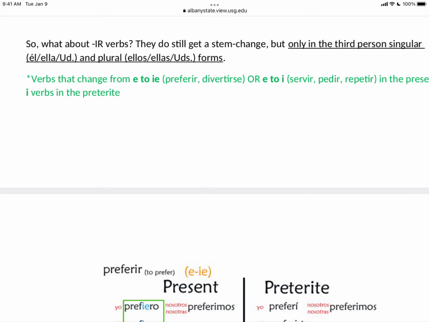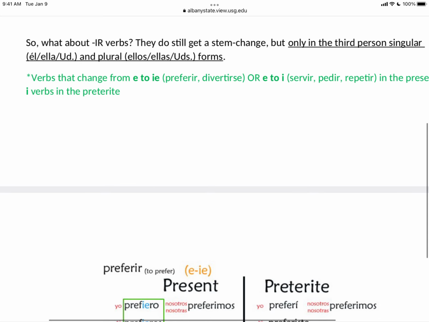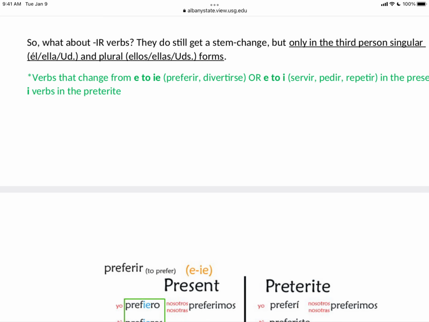However, that being said, we do have some stem changers in the IR verbs. So this is a very, very specific few verbs that this is going to happen to. It's only in the third person singular, so he, she, you, and the plural, ellos, ellas, ustedes forms. So just like leer and oír changed in the third person, these stem changers are only going to change in the third person.